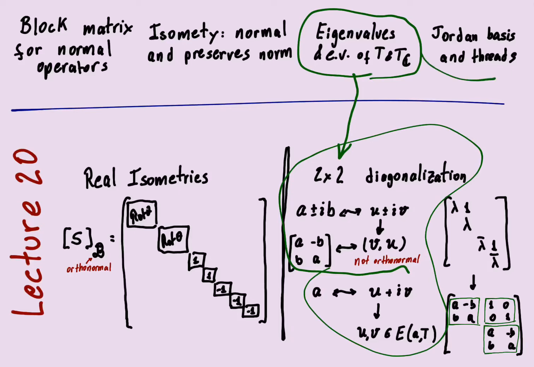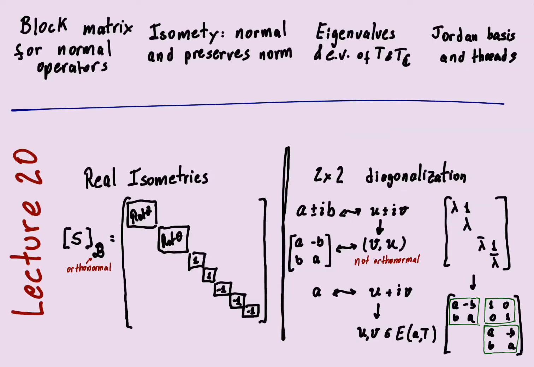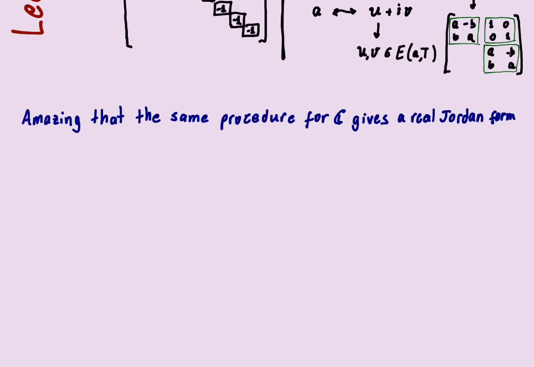And to get the Jordan basis, we just apply first the procedure for complex Jordan basis, and then we group eigenvectors and generalized eigenvectors as their threads, and we only consider the threads for the eigenvalues lambda that have positive imaginary part. For the negative imaginary part, we throw that away, and this will appear naturally when we split the eigenvectors into their real and imaginary parts. Some students pointed out that the same procedure applied to the complex number gives a Jordan form.